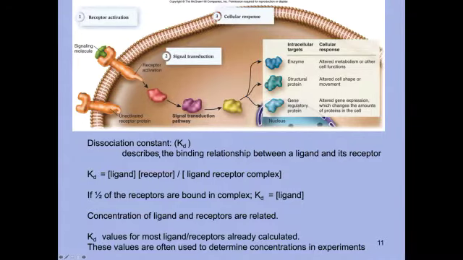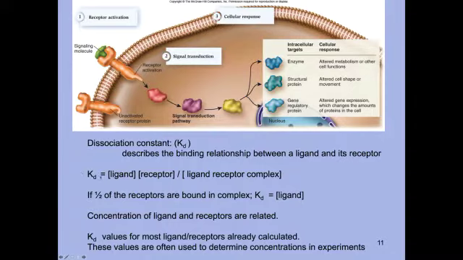So although the dissociation constant, or KD, is describing the relationship between a ligand and a receptor, it can also be used to determine the efficacy or the efficiency of a medication or drug in its ability to either activate or deactivate different cellular receptors, which in turn is going to alter the function of cells.